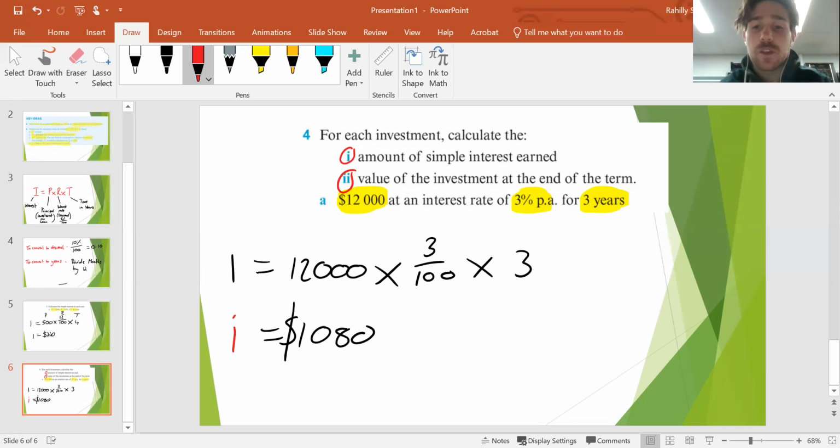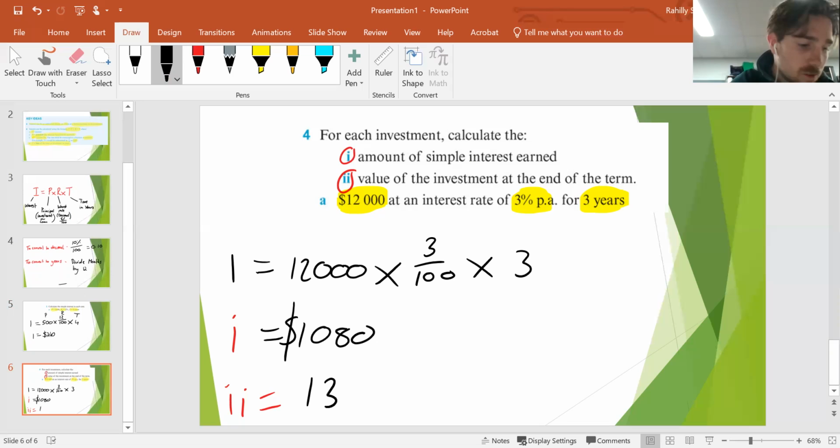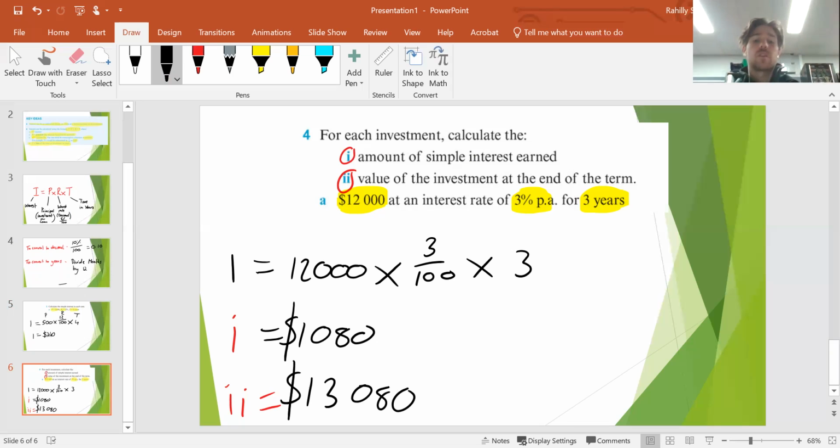II is the value of investment at the end of the term. So if you've invested $12,000 and you've made the interest, the value at the end is just those added up. Okay, so that's your total value of investment. So you've put the $12,000 in. That money sitting in the bank account for 3 years has earned you an extra $1,080.